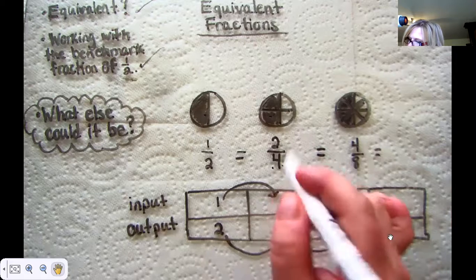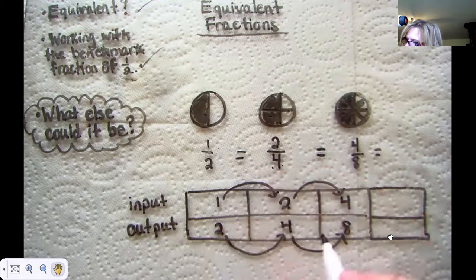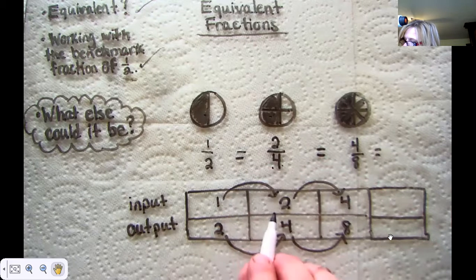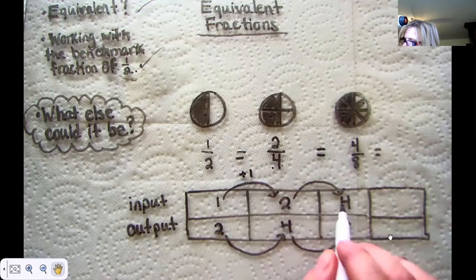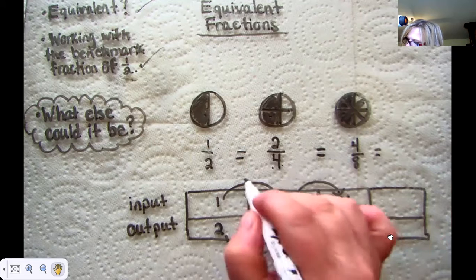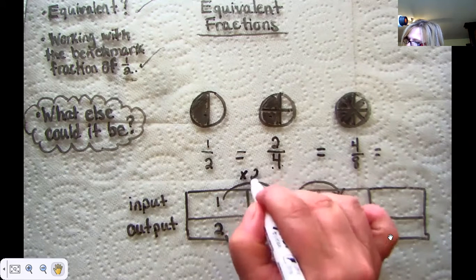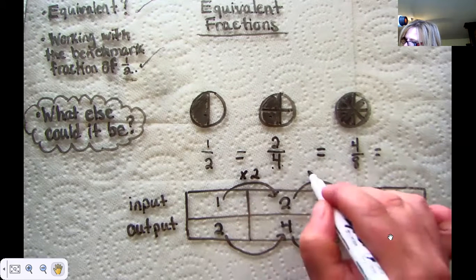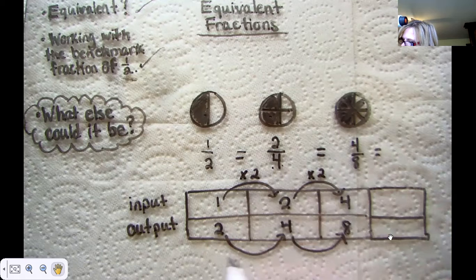So how am I going to get from 1 to 2? Well, 1 plus 1 is 2. So if I did plus 1, but is 2 plus 1 4? No. So how else can I go from 1 to 2? Well, I know that 1 times 2 is 2. Let's try 2 times 2. Oh, that's 4. And what about getting from 2 to 4? 2 times 2 is 4, and 4 times 2 is 8.